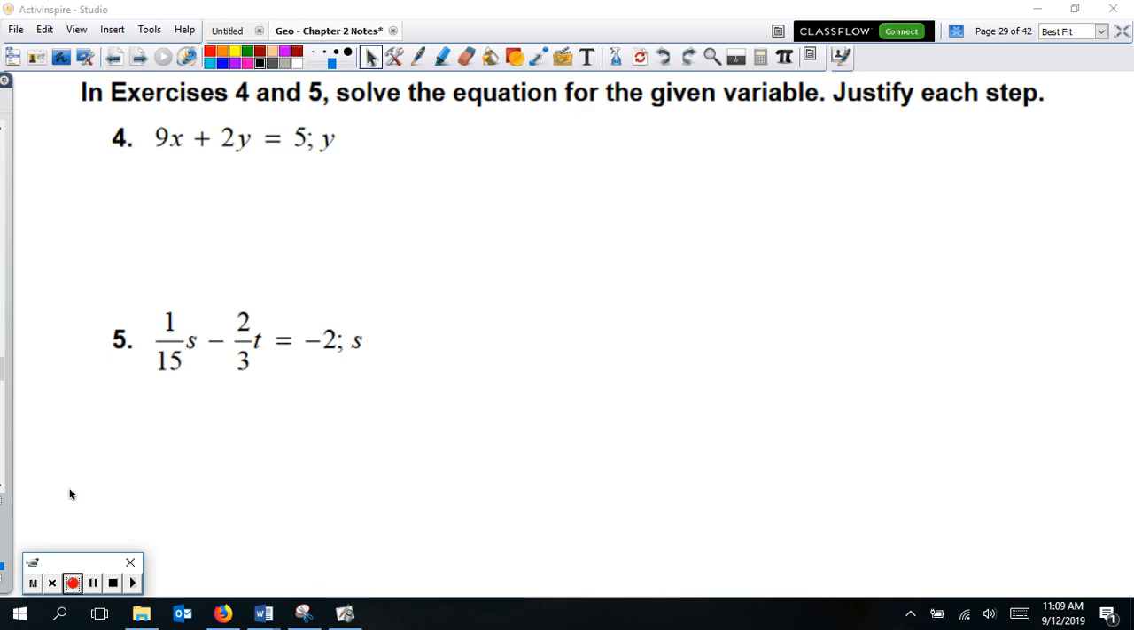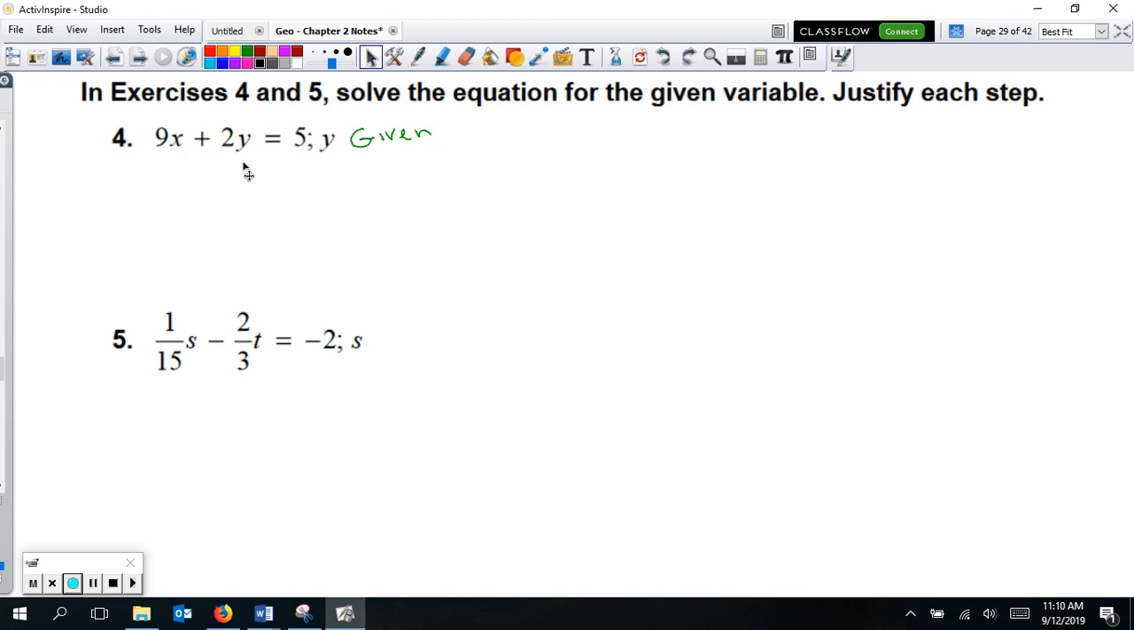Okay, so let's see number 4 and 5 here. We're actually not going to do 6. We're just going to end this with 4 and 5. So we have to solve for y. And so the first thing we're going to do is write the word given as a reason. So here's our given equation, and the given thing they're telling us here is to solve it for y. So the first thing is just to write a reason for this, and that's given.